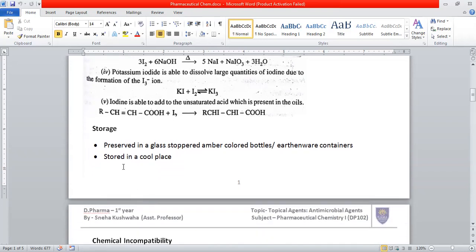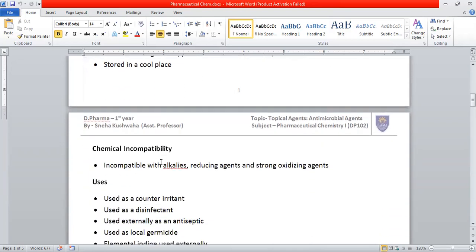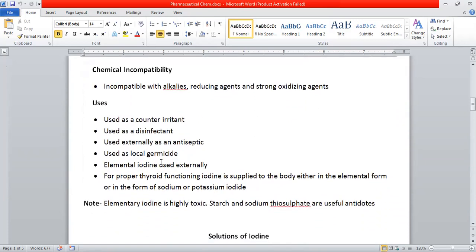Now we shall talk about the storage. Iodine is preserved in glass-stoppered amber-colored bottles or earthenware containers, and it is stored in a cool place. Next, we talk about chemical incompatibility. Iodine is incompatible with alkalis, reducing agents and strong oxidizing agents.